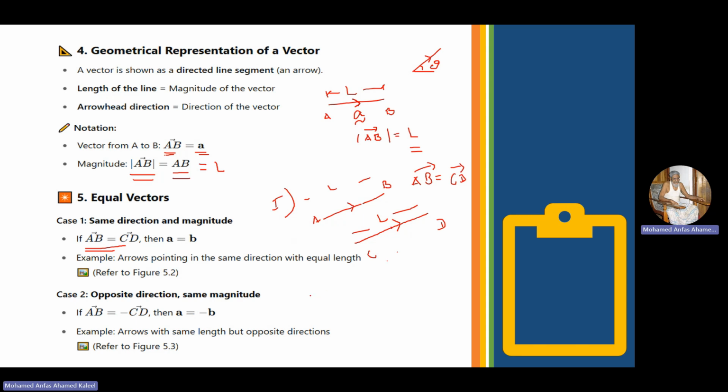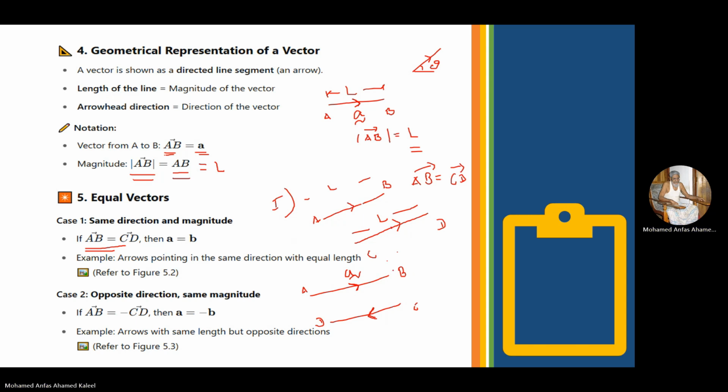Let's say we have vector AB and vector CD. The CD vector is opposite to the AB vector. You can see the arrowhead is showing opposite directions. The arrows have the same length but opposite directions. So in this case, what can we say about vector AB?